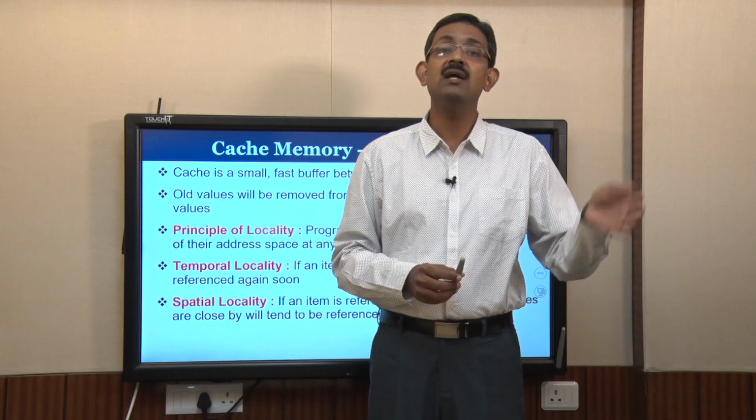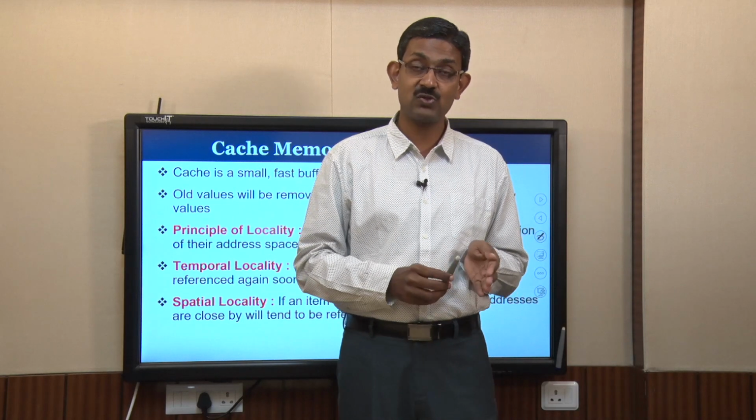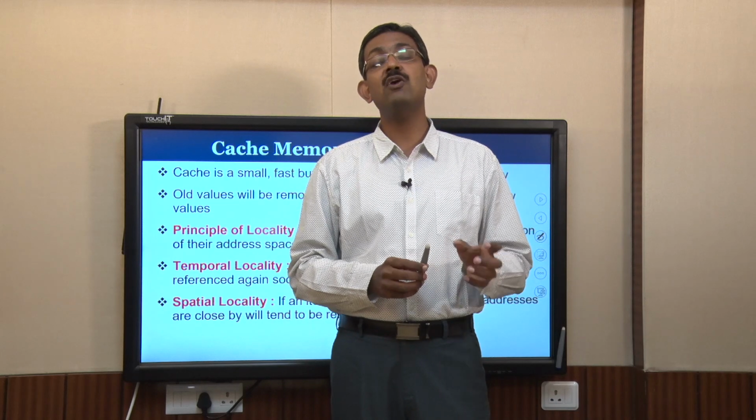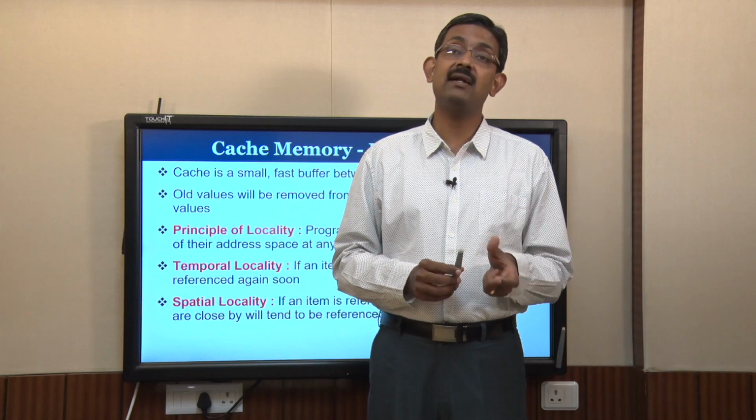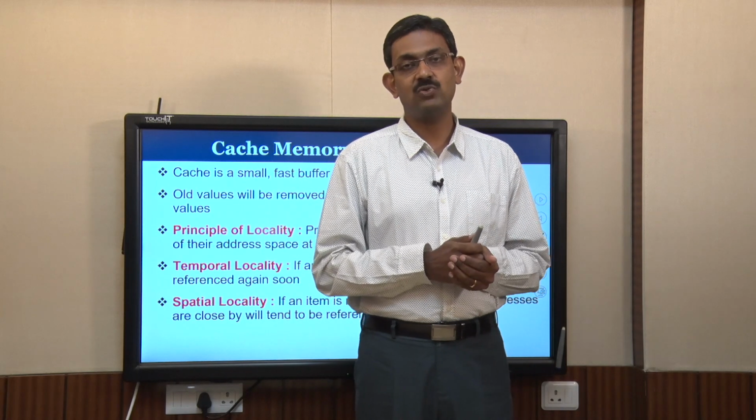So, cache memory holds currently accessed data with a hope that it will be re-referenced soon, as well as cache memory holds adjacent data of the currently referenced data with a hope that there will be access to the nearby location.